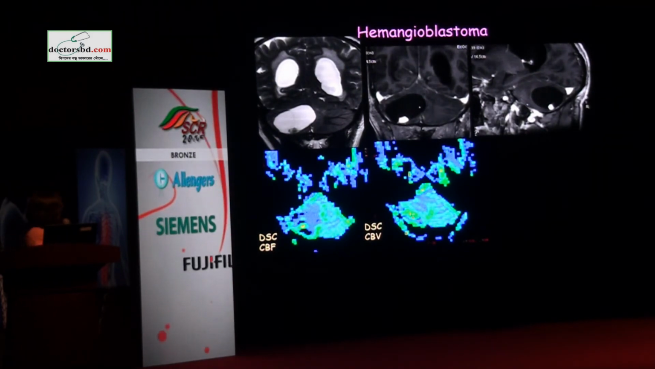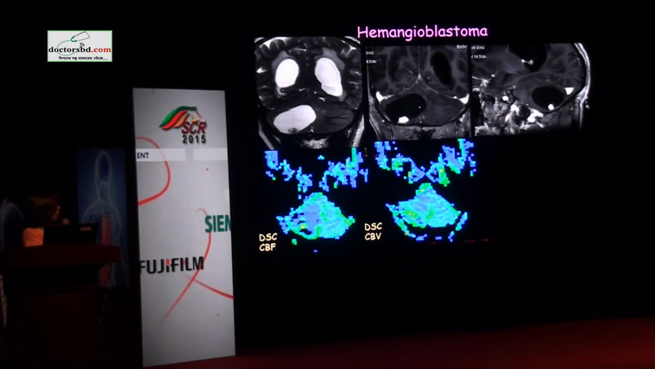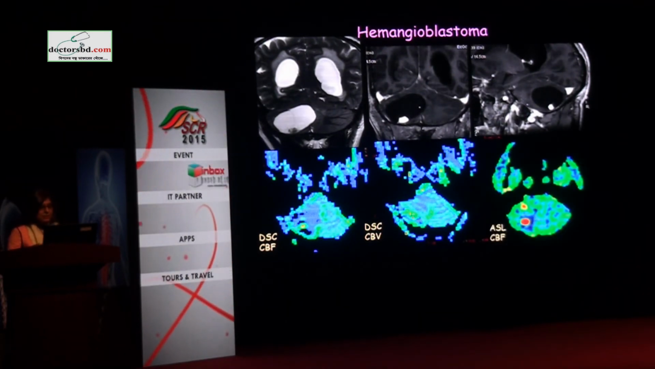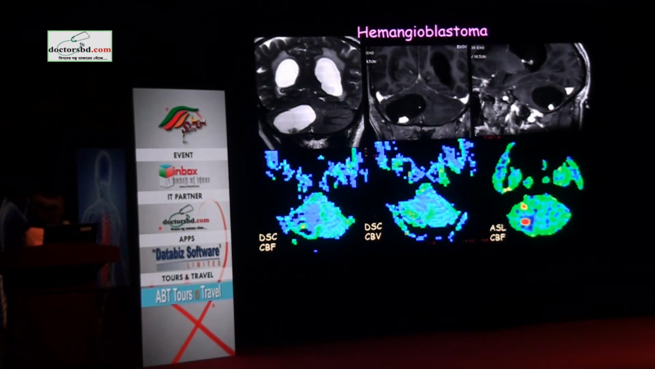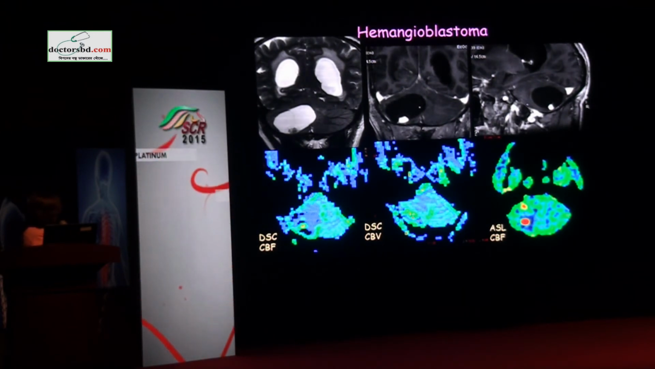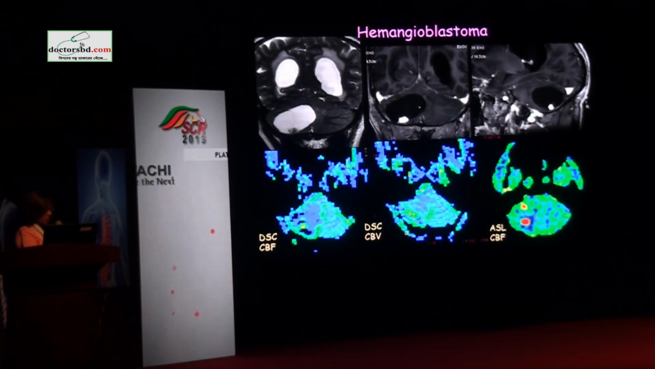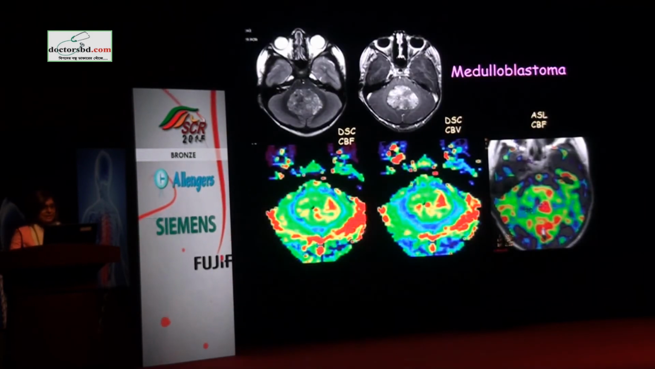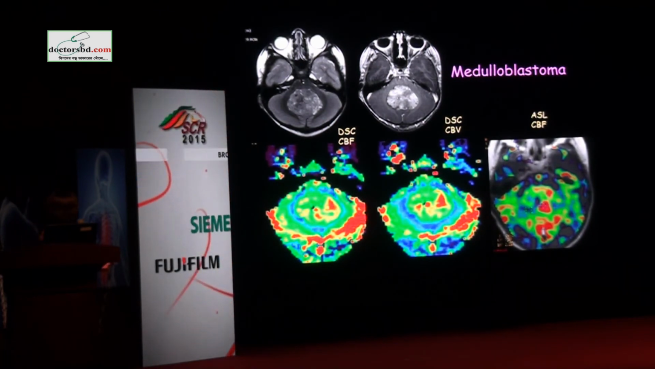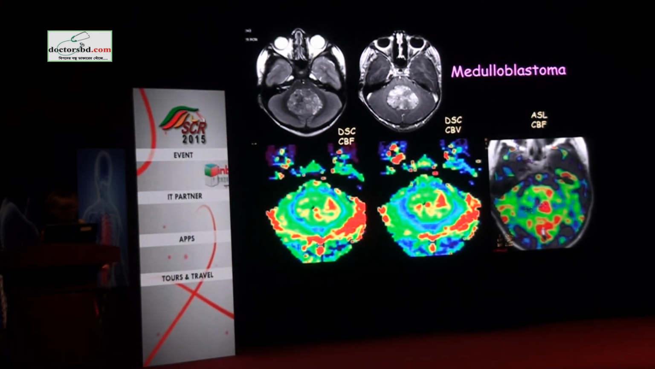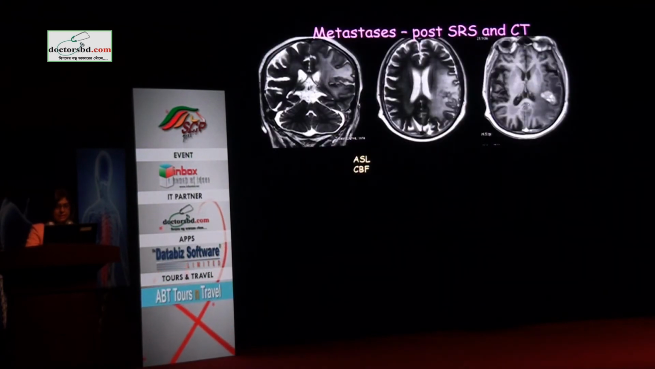An example of hemangioblastoma: the enhancing nodule is low down in the cerebellum, but still we can get good images with the ASL study. These two are the perfusion studies, and you don't see the blood flow very well. But on the right side, there is a good flow, which is the ASL study. Medulloblastoma, high-grade tumors in children, again, consistent results.